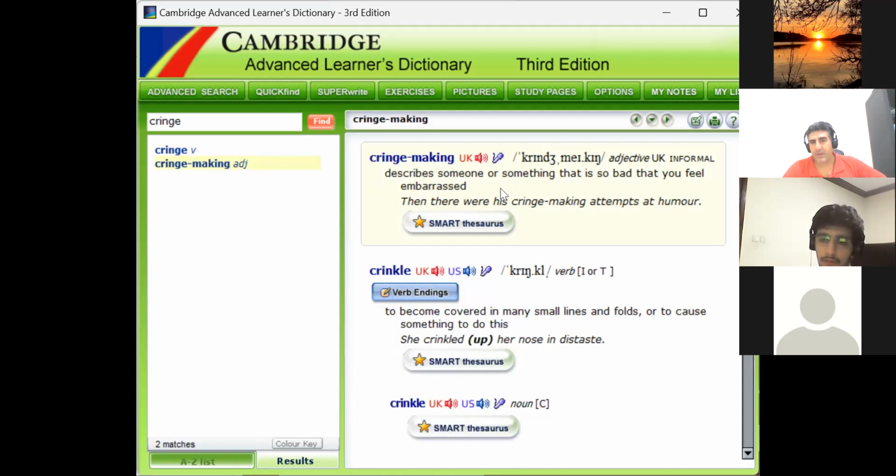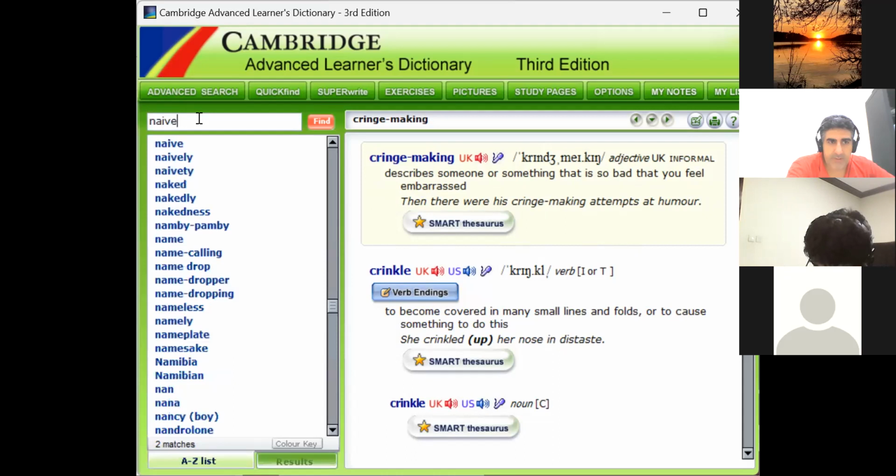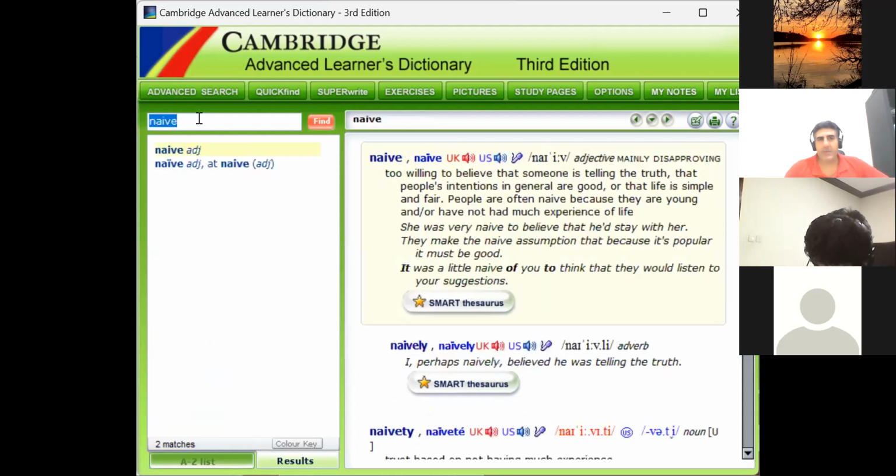Yes, so Akram is clear. You are right, but you should say making. Cringe making, not only cringe. So please add it. Cringe making. Thank you, Akram. Good word. What about your word, Muhammad? Here, read the definition.